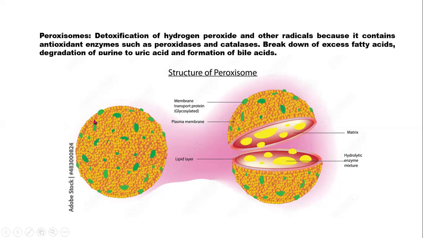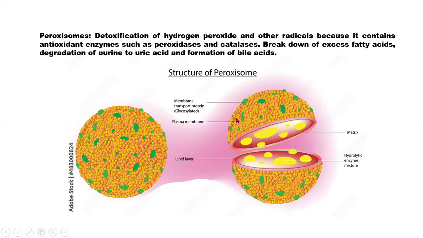If you look at it, this is the whole structure, and this is like a transverse cut into two. This is the transverse section. You have the hydrolytic enzyme mixture. You have the matrix. It also has the membrane. Also, it has plasma membrane.